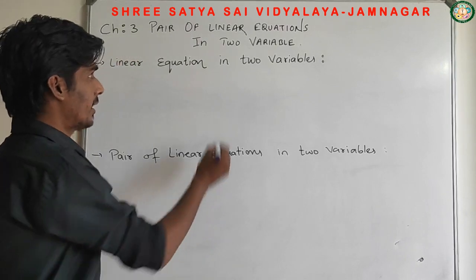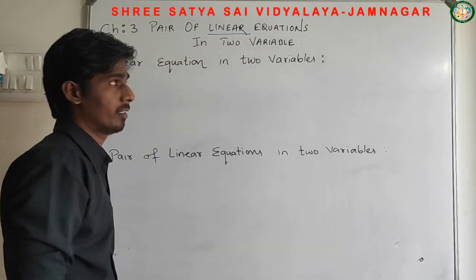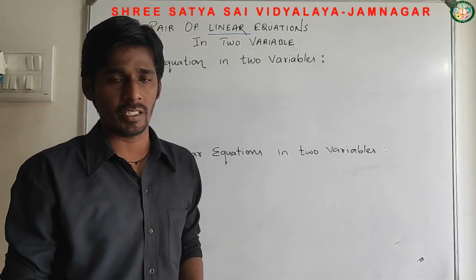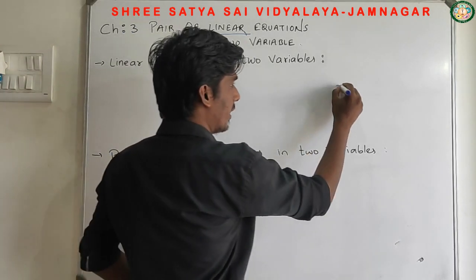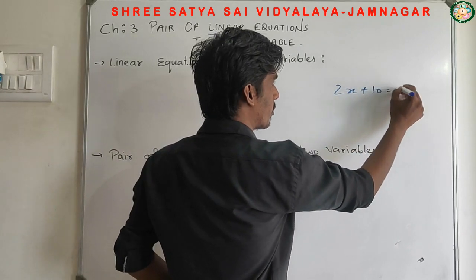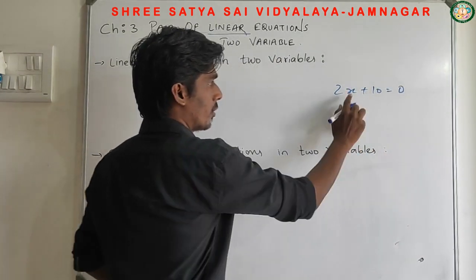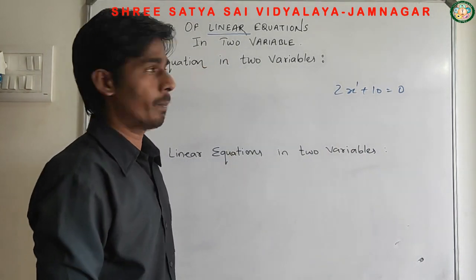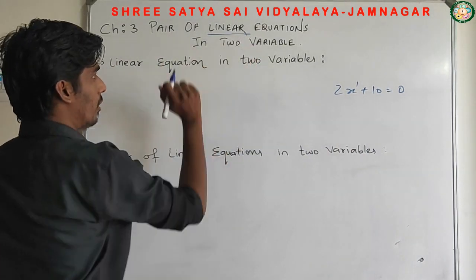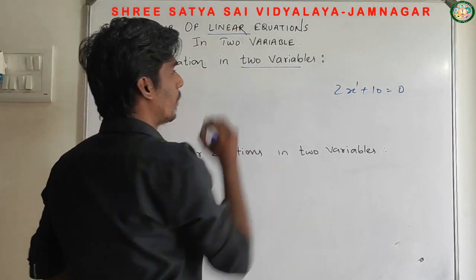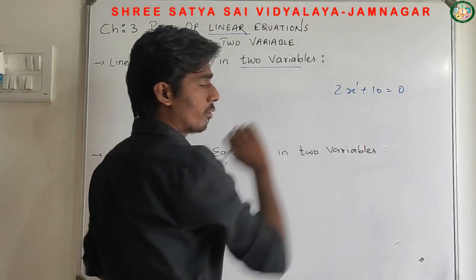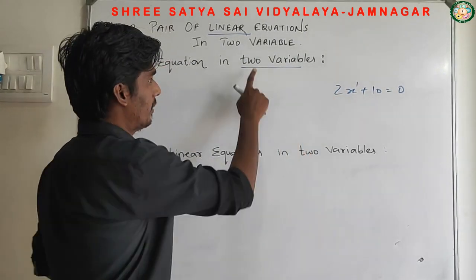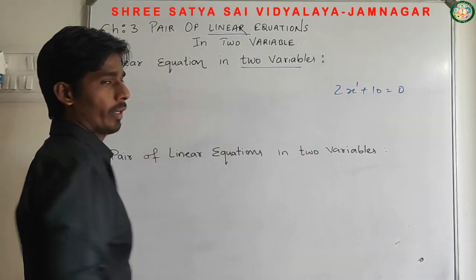Now let's start with what is a linear equation. Linear means the degree of the algebraic expression is 1. If I take 2x plus 10 equals 0, the degree is 1, so I can say this is a linear equation. But now I want a linear equation with two variables. Here in this equation there is only one variable, that is x.